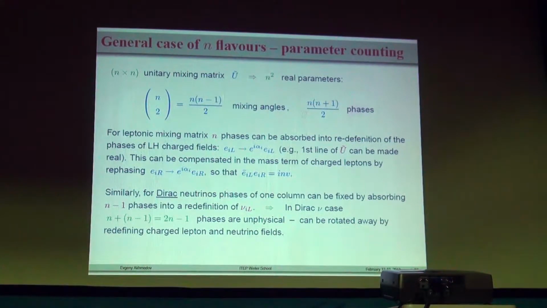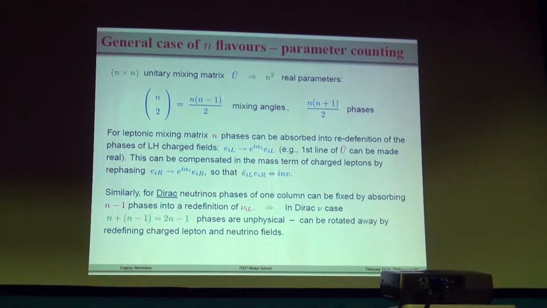Now, we have to compensate this in order to keep our Lagrangian invariant. So we have mass terms, Dirac mass terms for charged leptons, and we can keep them invariant if we simultaneously replace the right-handed charged lepton fields exactly the same way. Then E bar left times E right will be invariant. Okay? And nothing happens. So we can remove n phases from this n times n plus 1 over 2 without changing any physical content of the theory. So these phases are unobservable, unphysical.